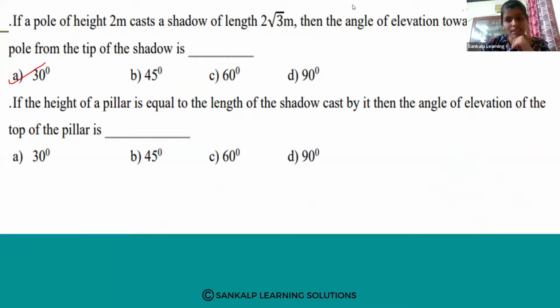But what they have asked is the angle of elevation. So how are you going to find out the angle of elevation? See, if the height of the pillar is equal to the length of the shadow, that means the height of the pillar is equal to the length of the shadow.